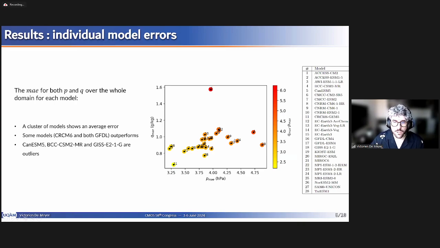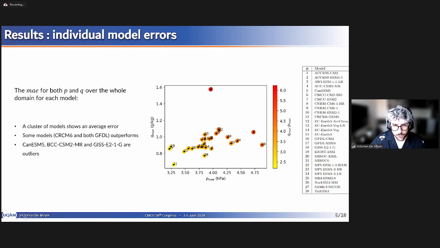You can see here a cluster of models gathered around an average error, I would say, between 3.75 and 4 hectopascal for the pressure anomaly, and around 1 gram per kilogram of humidity. We have, though, some outliers on the good side. We have some, like 3 models, that seem to perform better than the others when it comes to that framework.